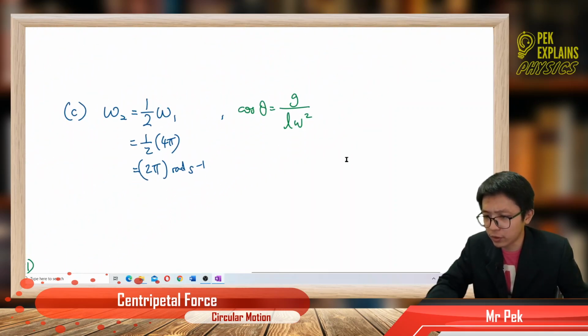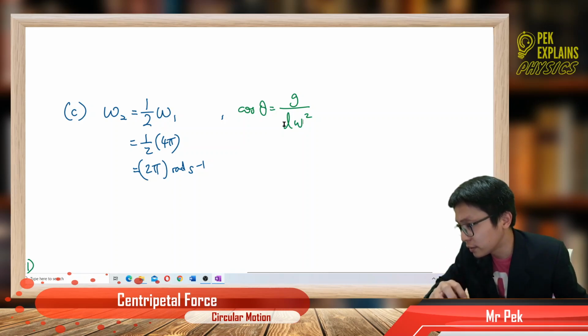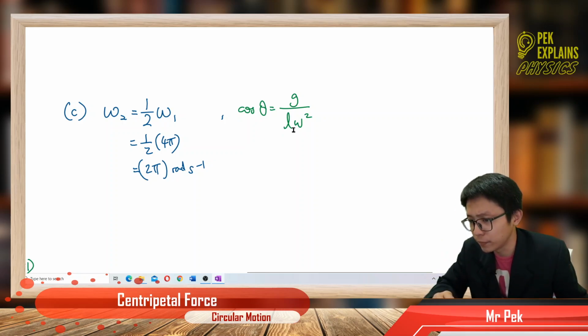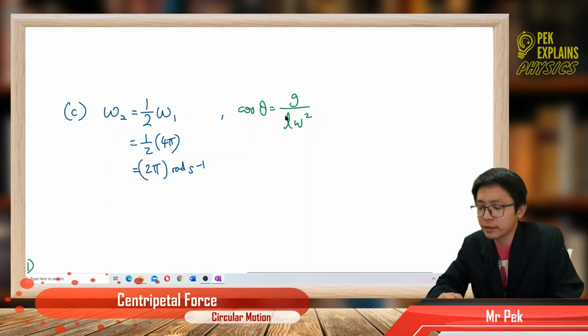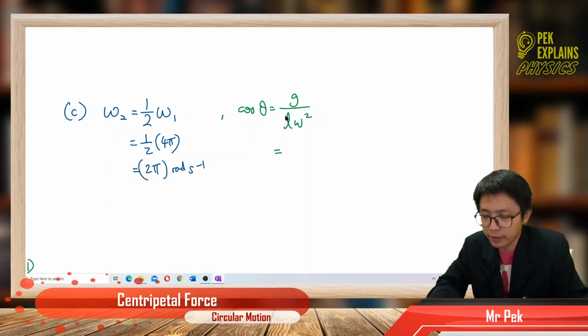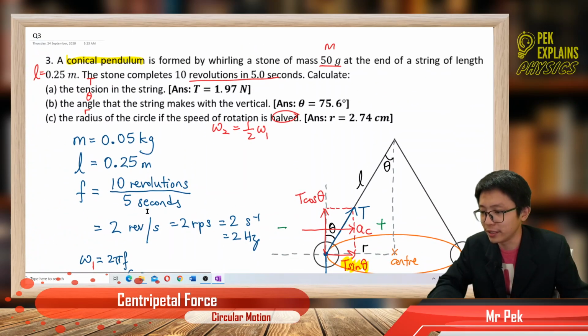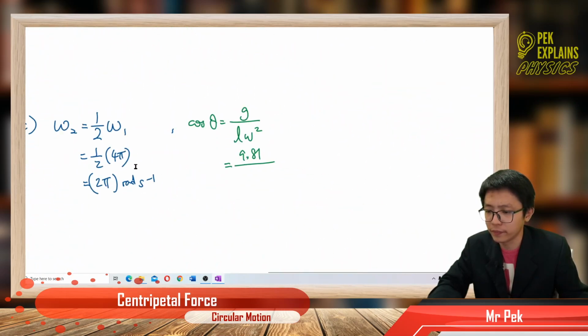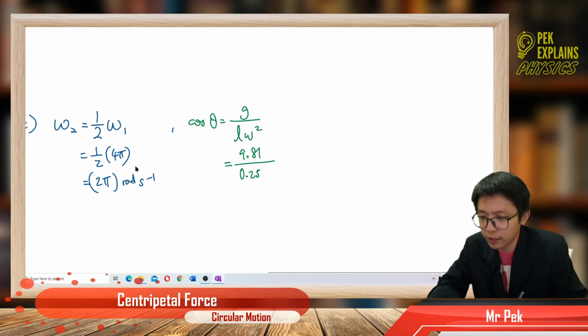Now, we have the omega, but what happened to the radius? Let's find out. We have the omega. What happened to the angle theta? We need to find the theta first. 9.81, and our L, remember, is the same. The length never changed. Length is 0.25 meter. So 0.25 times the omega, now we are using omega 2.